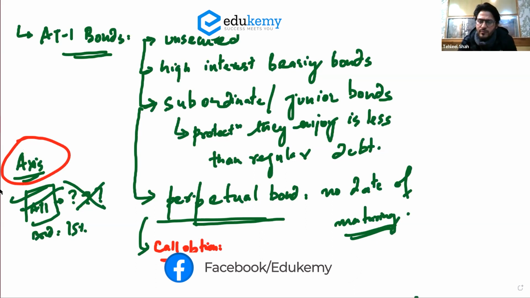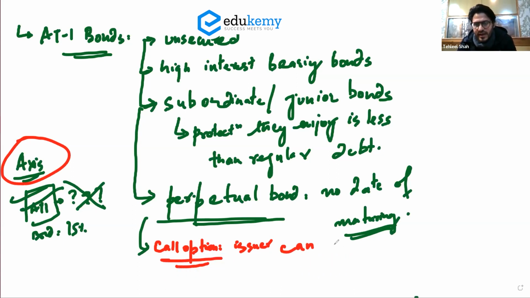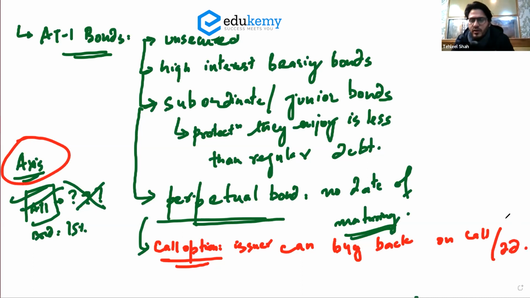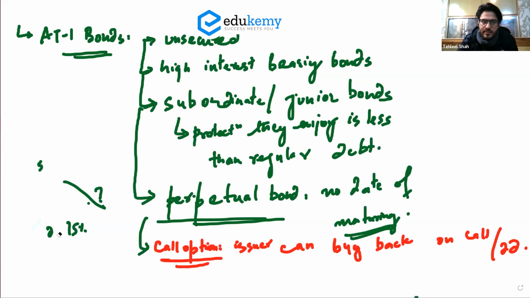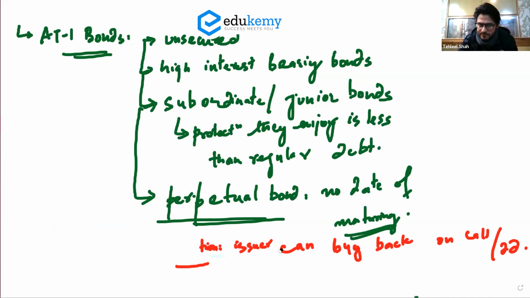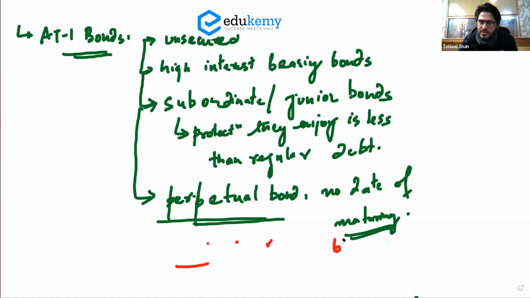Fine. So it has a call option. That is, the issuer can buy back on call. Call यानी demand. So whenever the Axis Bank wants that I just want these bonds to end, it has an option of buyback. It has a call option. Very nice. उसके बाद it is a perpetual bond. इसकी कोई date of maturity नहीं है, but it has a call option. Issuer जो है, जिसने इसको issue किया है, it can buy back the bond whenever it wants.